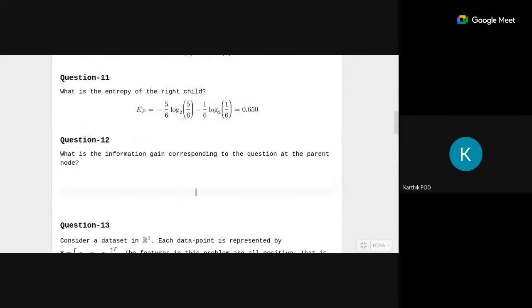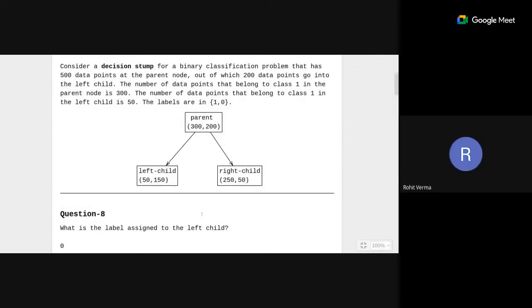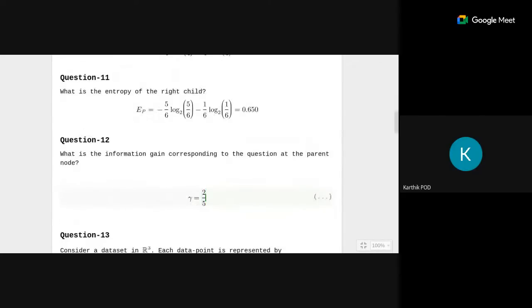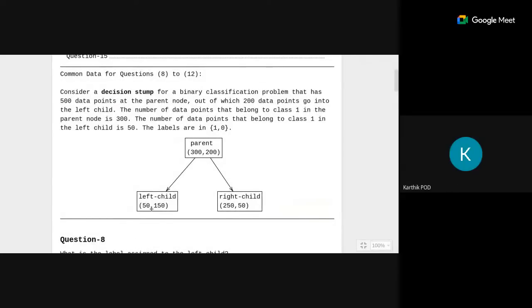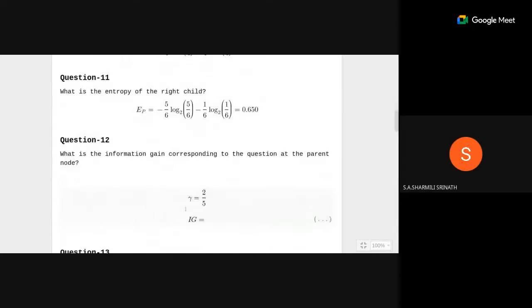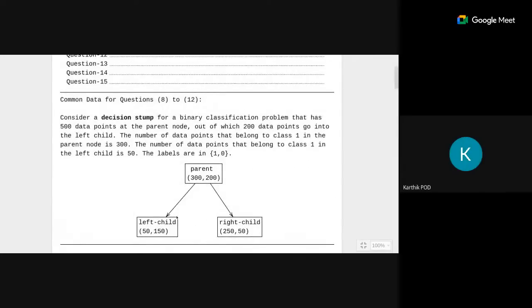So what do you need first for information gain? You need gamma, right? So what is gamma here? It is 200/500, so it is 2/5. Sir, how did you get this 2/5? Out of 500 points, 200 points go into the left child, so 200/500. Shouldn't we take 300/500, the total number of positives in the parent node? No. Gamma has nothing to do with positive or negative. Only the proportion of points going into the left child we have to consider.